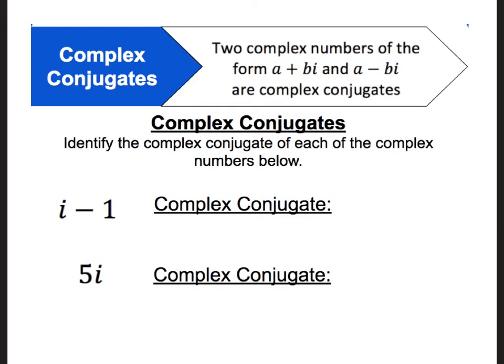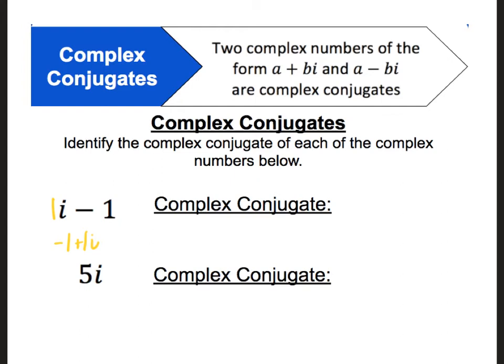All right, my next one, we have i minus 1. Remember, there's a sneaky little 1 in front of your i. And if you want, you could rewrite this as negative 1 plus i, or plus 1i. We need to change the sign on your number in front of i.